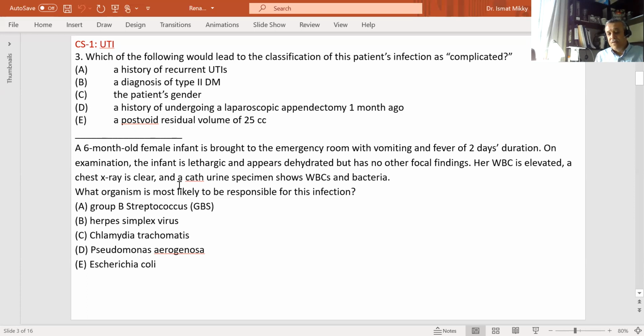The history of recurrent UTI does not in itself lead to the classification of a subsequent infection as complicated. And due to the anatomic differences in urethral length between males and females, any UTI in a male is considered complicated.